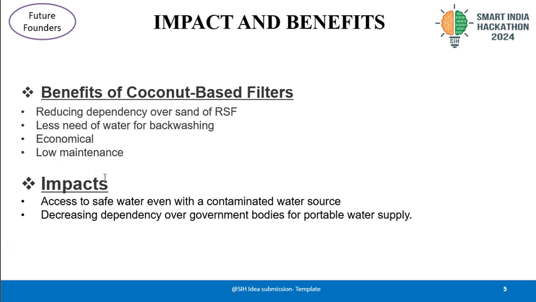Then impacts. The coconut-based filters can be used even where the source of water is highly polluted or contaminated, as given here, access to safe water can be achieved even with a contaminated water source. Then decreasing dependency on government bodies for potable water supply. With the help of these coconut based filters, we can also reduce the need of relying on government bodies for purification of water and drinking water supplies.